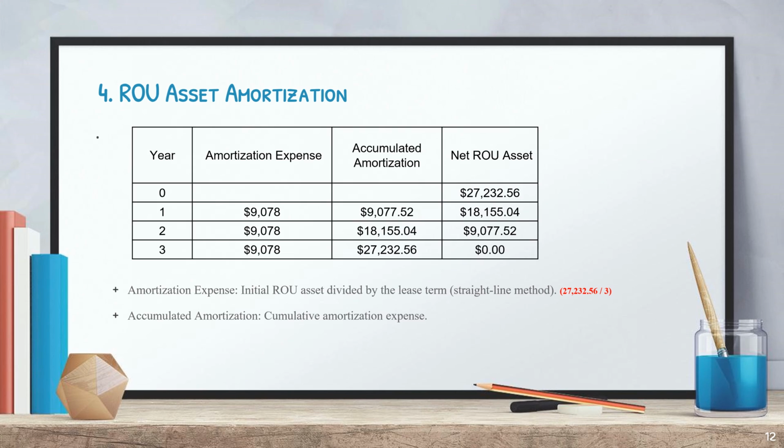Here is what the right-of-use asset amortization schedule looks like. The amortization expense is calculated by taking the initial right-of-use asset and dividing it by the lease term. The accumulated amortization is the cumulative amortization expense.